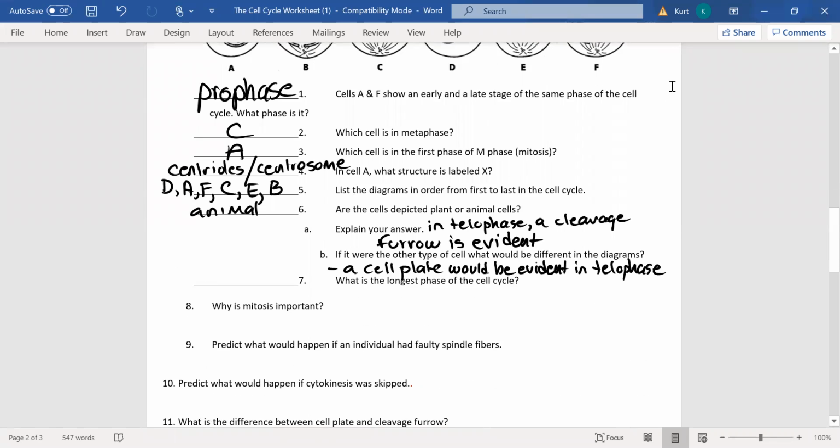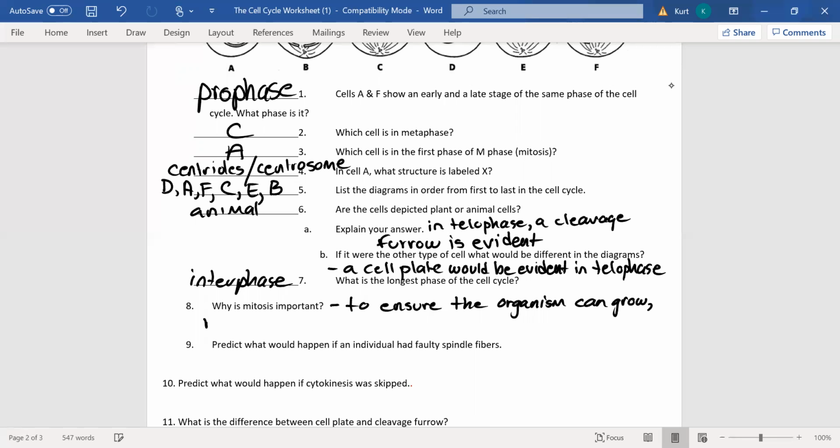What is the longest phase of the cell cycle? Interphase. Why is mitosis important? To ensure the organism can grow, repair, and replace cells.